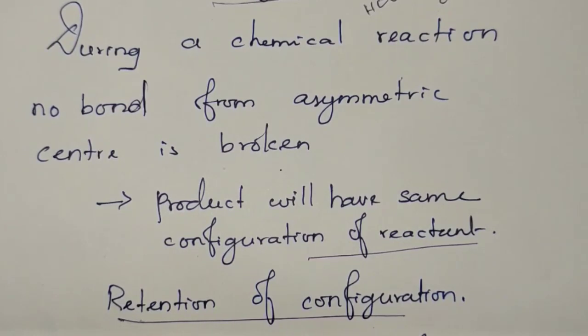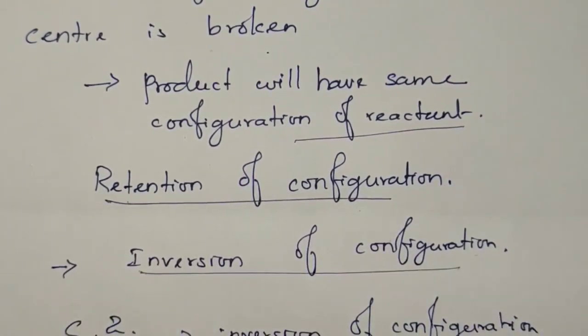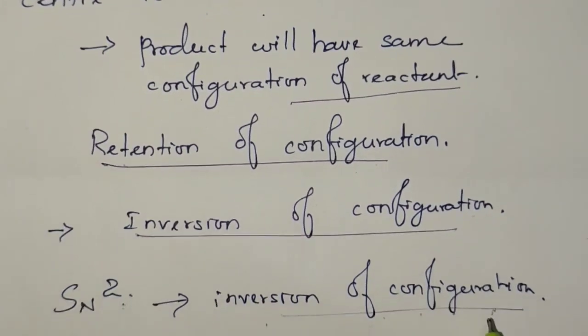If the configuration of the product is entirely different from the configuration of the reactant, then the reaction proceeds with inversion of configuration. We studied the SN2 mechanism, there is an inversion of configuration. In the SN2 reaction, the configuration of the reactant is completely changed when it is converted into product. So, the SN2 reaction proceeds with inversion of configuration.